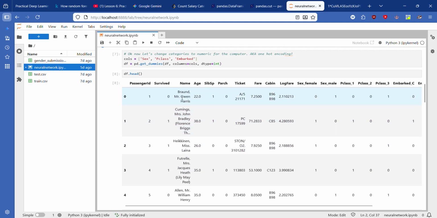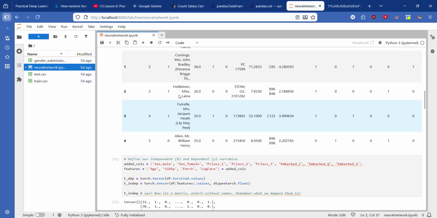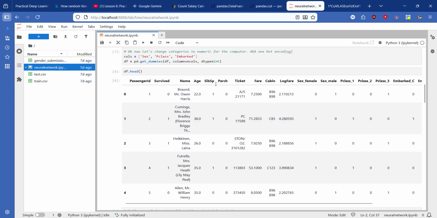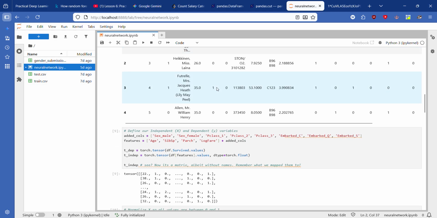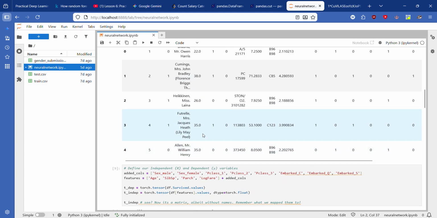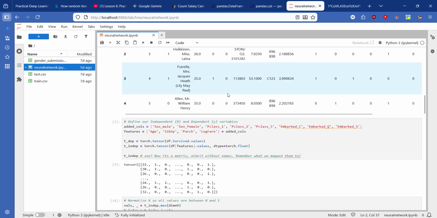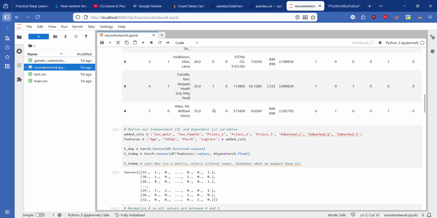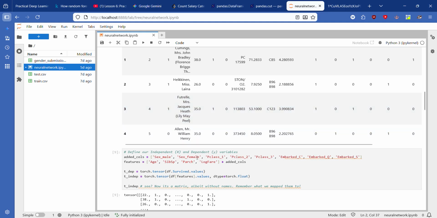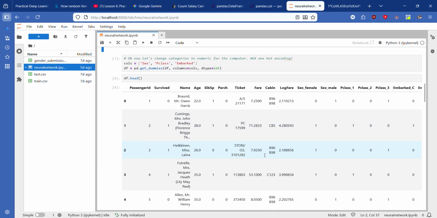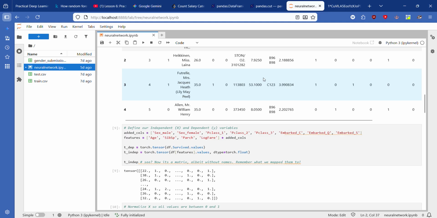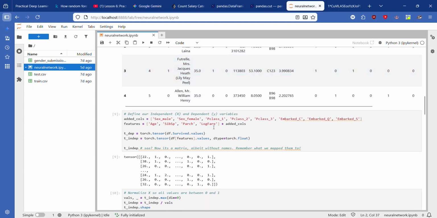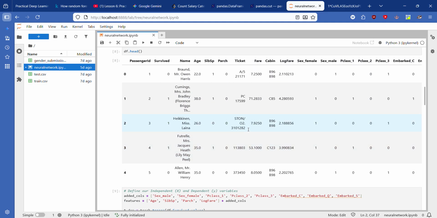And look, we want to pay attention to age as it is, sibling, I think this stands for siblings, I might be wrong, and parch and stuff like that. I don't know what parch even means, but it's numeric, so I figured it could be useful for the computer to make a prediction. And notice here how I'm no longer using the normal fair column. I'm now calling log fair as well as the added calls.